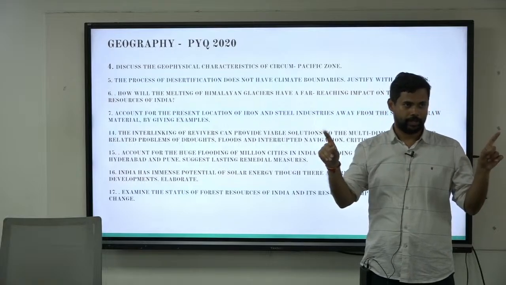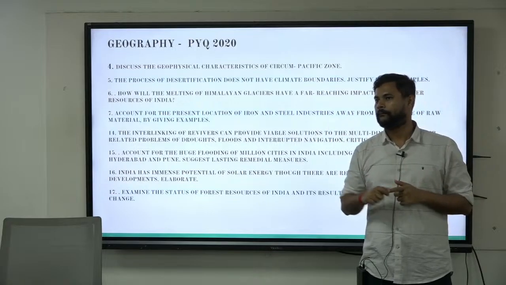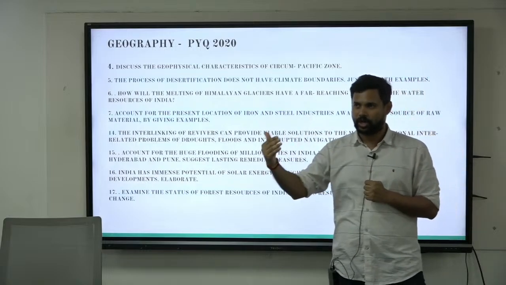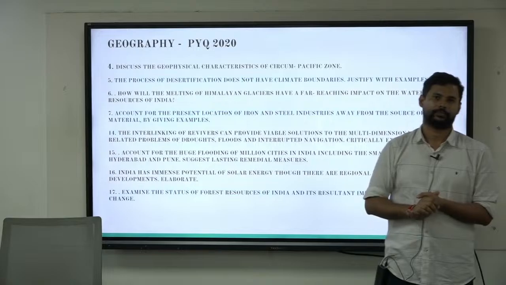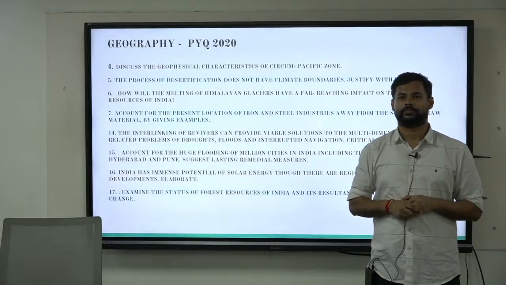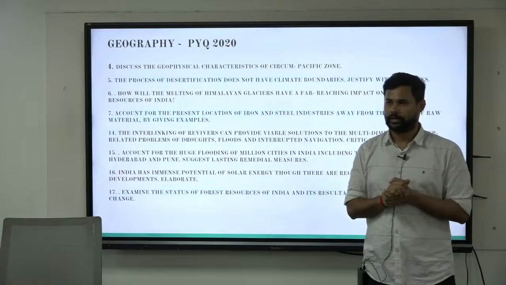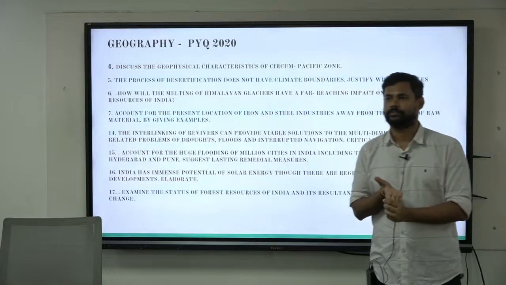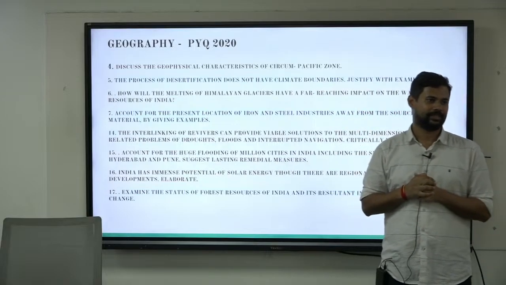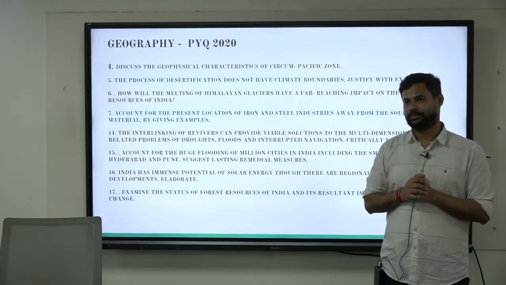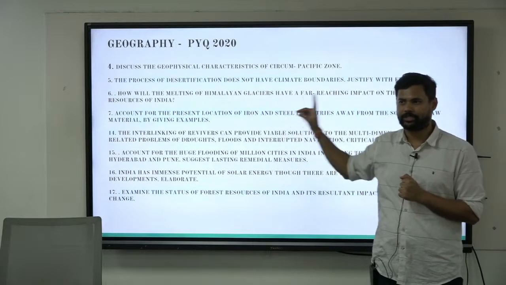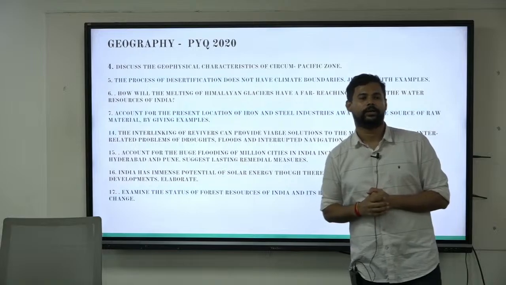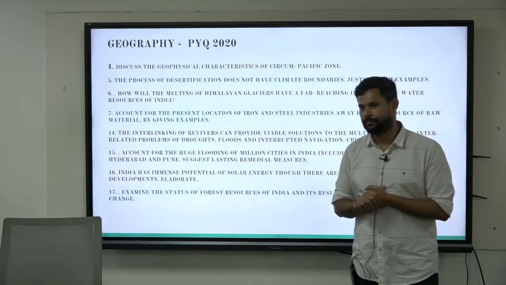World geography, everyone is clear? Within that where? Very good, climatology. Okay, why are you worried? Okay, world geography, climatology. Clear? Next. How will the melting of Himalayan glaciers have a far-reaching impact on the water resources of India? What is this? Both the themes are there. One, there is climate change also. Another is water resources. Okay, but put it in water resources. Water resources is more recurring compared to climate change. Put it in water resources.